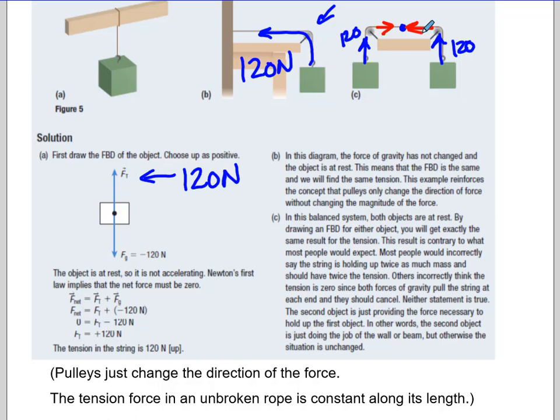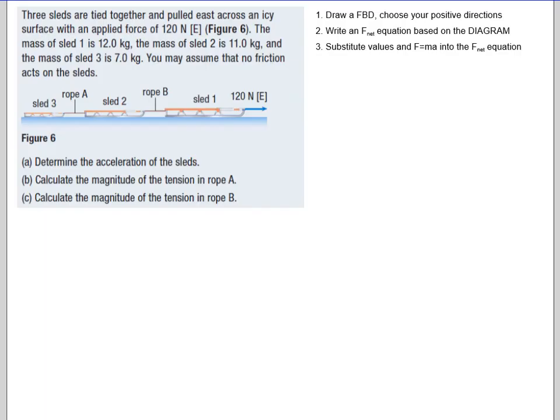Okay, if you were to put a wall right here, you would go back to letter B here. It would be the same model. So that tension in that string is 120 for all of them. And I'm just going to mark this right here. Pulleys just change the direction of the force. When we get to our energy section, we'll talk more about pulleys.